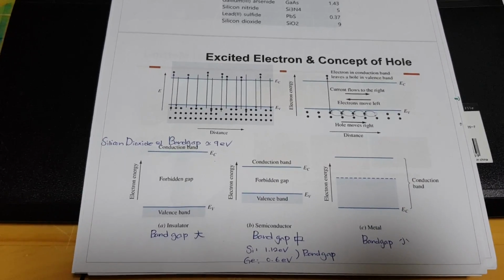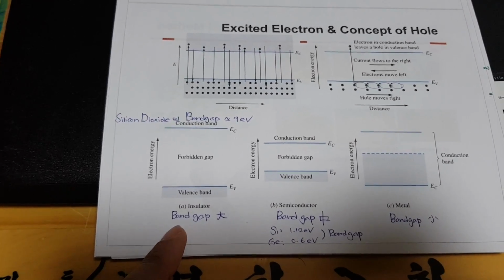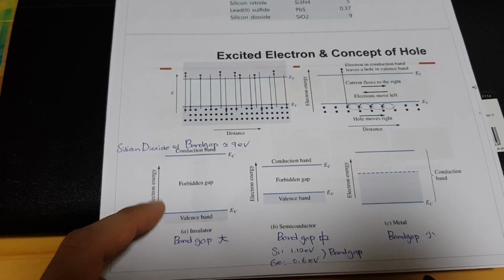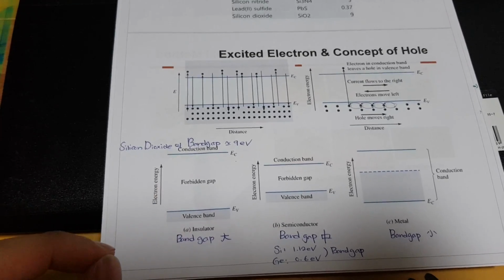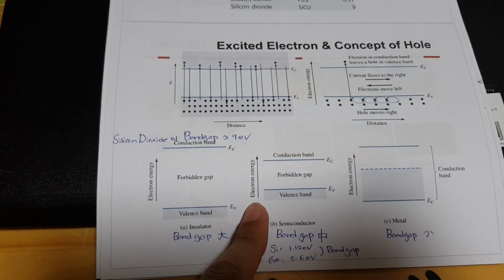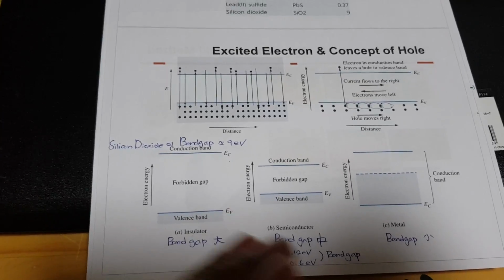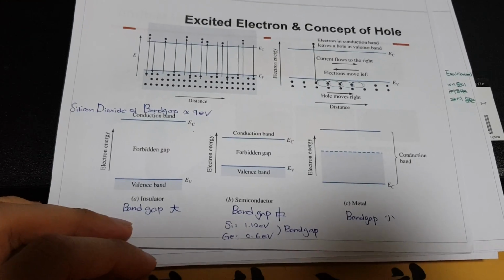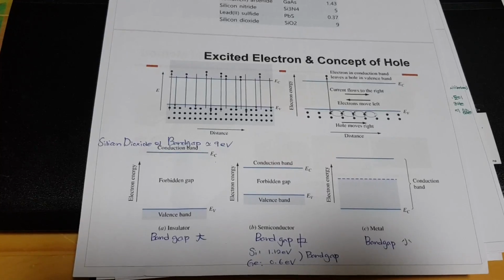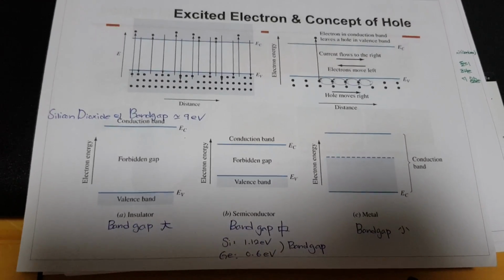And for the next page, this is the band diagram of an insulator, a semiconductor, and a metal. As you can guess, the insulator has the biggest forbidden gap, and the semiconductor has a relatively small forbidden gap, and the metal almost has no forbidden gap. So its conductivity is better than the other two materials.